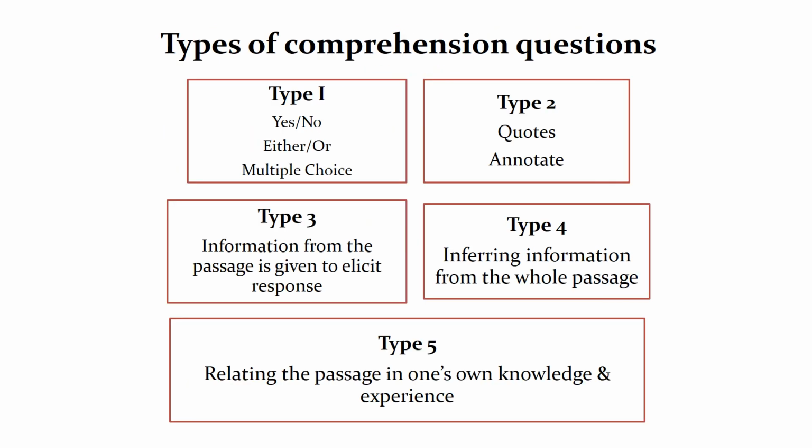So on this slide you can find types of comprehension questions. Type 1, yes or no questions, either or questions or multiple choice questions. Type 2, quotes, giving them quotes and you can ask them who said to whom, or annotations. Type 3, information from the passage is given to elicit a response from the learner. Type 4, inferring, that is deriving information from the whole passage. Type 5, relating the passage to one's own knowledge and experience. So these are the various types of comprehension questions that a teacher can work out in a classroom.